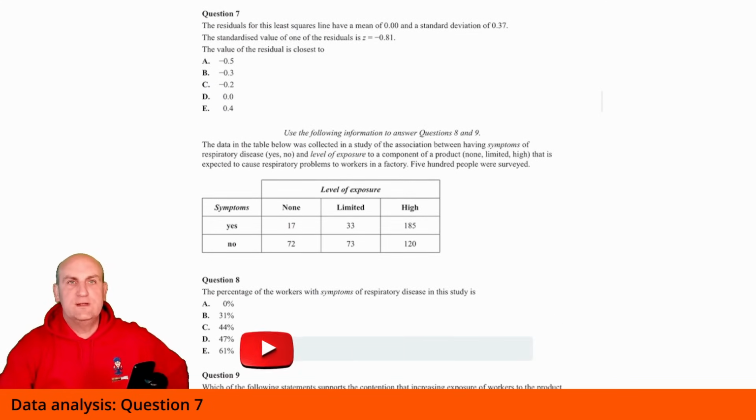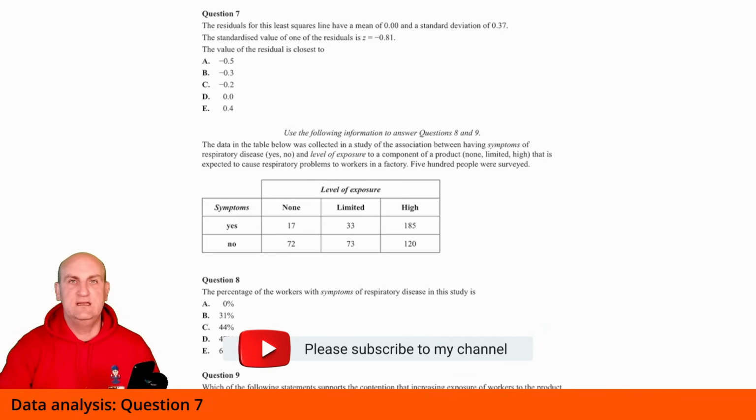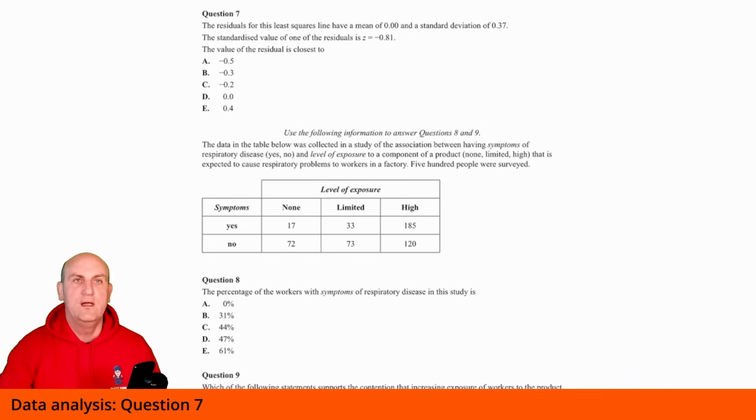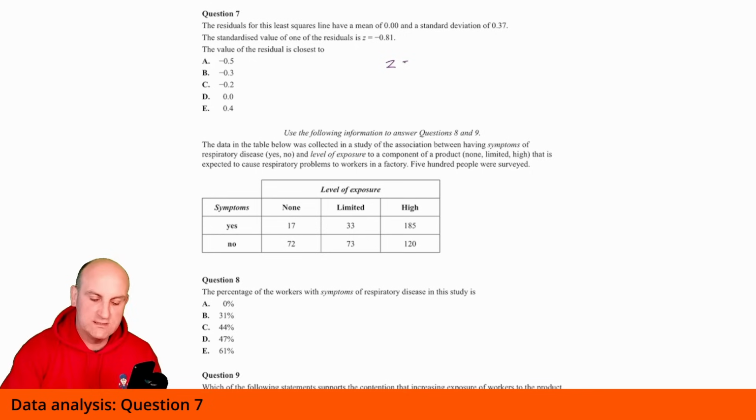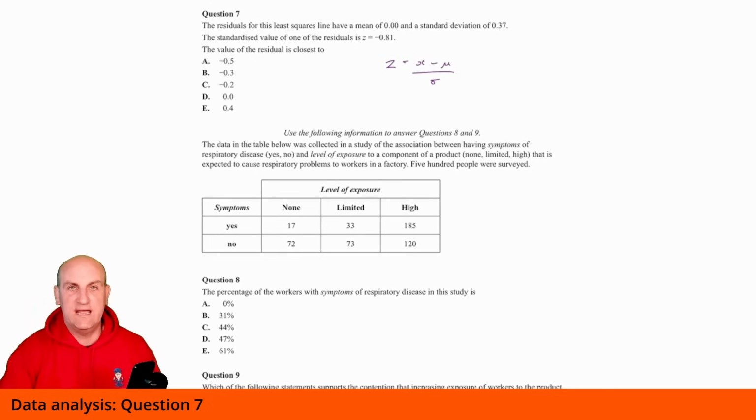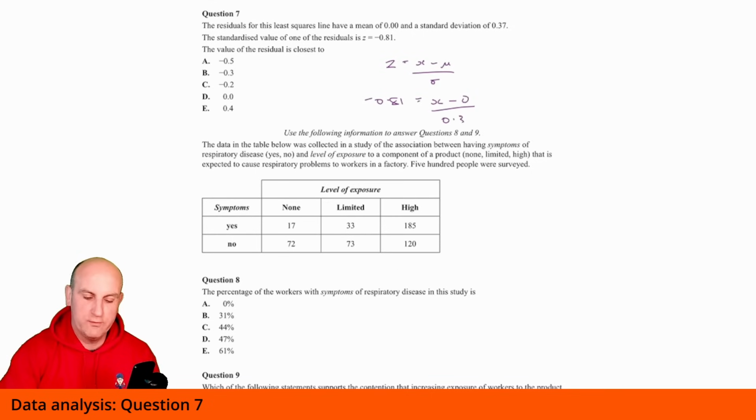All right. The residuals for this least square line have a mean of 0 and a standard deviation of 0.37. The standardized value of one of the residuals, Z, is 0.81. The actual value of the residual is closest to, and again, they did this in sort of November. We know the Z score is equal to the actual value, let's call it X, minus mu on sigma. So that's X minus mu on sigma, all right? So we got the standardized value as minus 0.81. We're trying to find the actual residual. Again, it doesn't have to be the actual value. It can be the actual residual, which is what the question is doing here. Minus the mean of 0 divided by the standard deviation of 0.37.